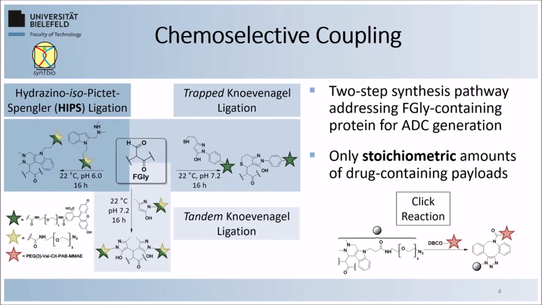These inexpensive building blocks can be combined with highly efficient strain-promoted azide-alkyne cycloadditions for selective mono or double derivatization with DBCO-modified payloads. This two-step synthesis greatly reduces the need of expensive drug-containing payloads to stoichiometric amounts.